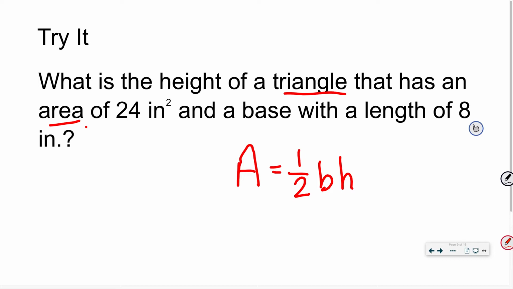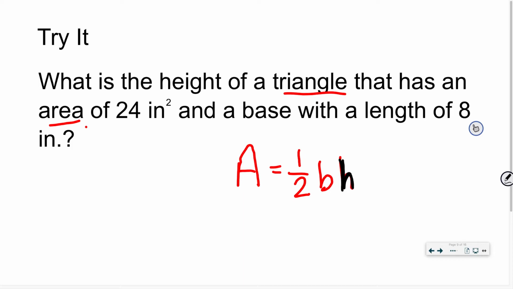Now, you could just substitute the values in and figure it out, but that's not what our focus is. Our focus is rewriting the formula to solve for h. What's happening to h? It's being multiplied by b, and what else? It's being multiplied by half. So what do I need to do? I have to undo. And how am I going to undo? Division. Divide by the base, and then divide by the half.